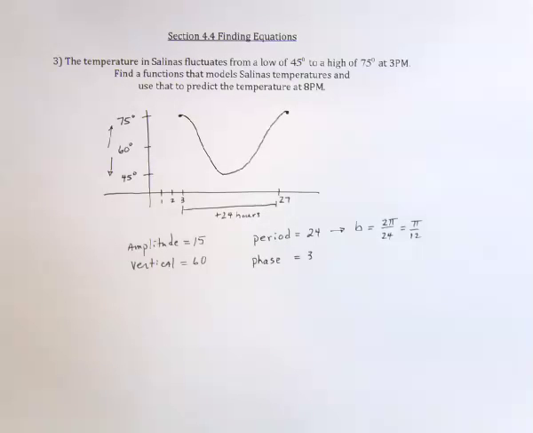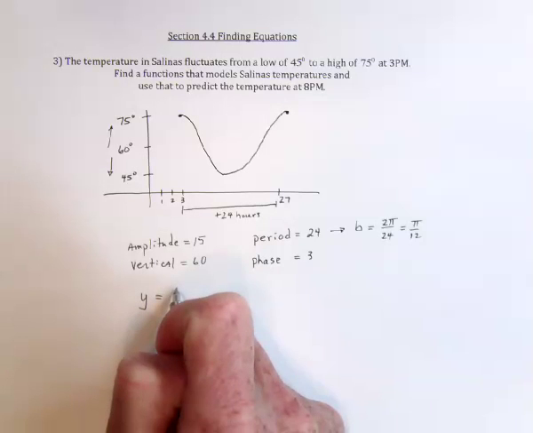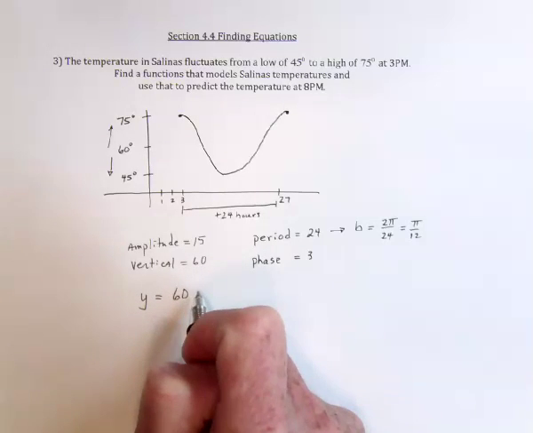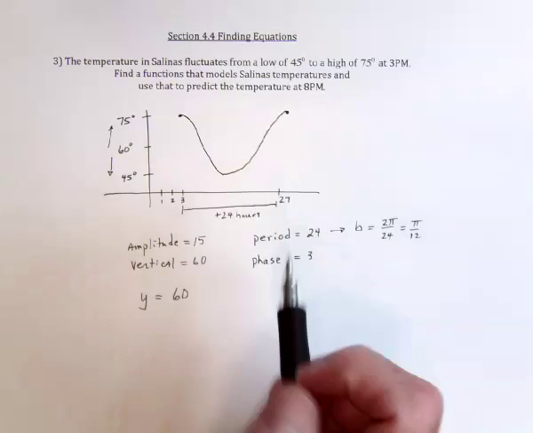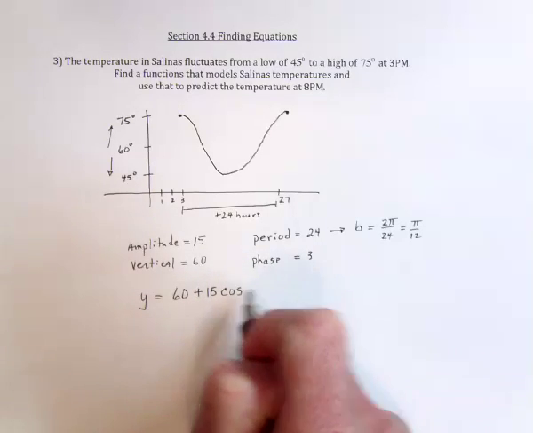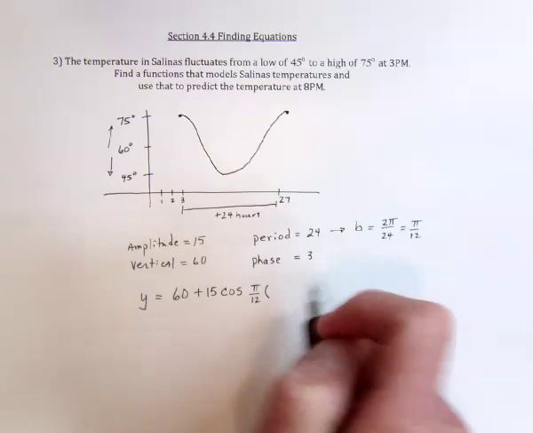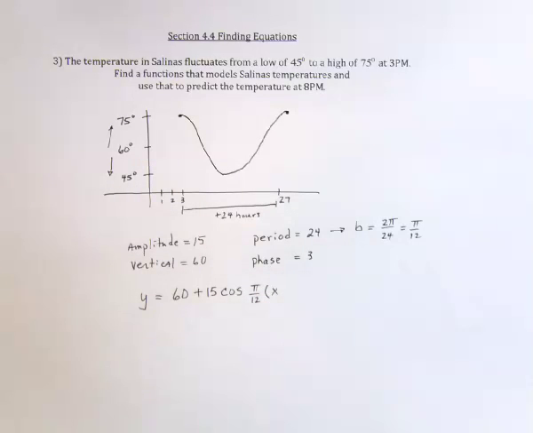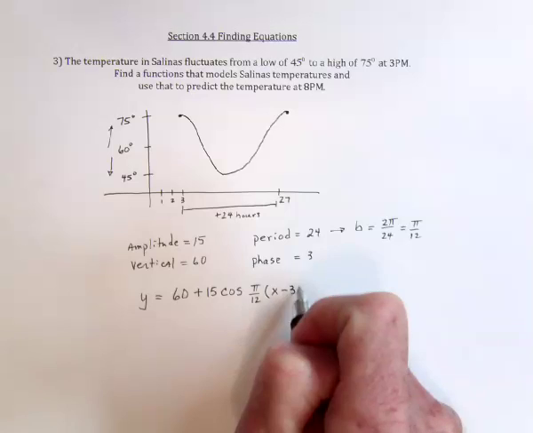And now we have all the information we need to make the function. Y is equal to a vertical shift of 60, and then this looks like cosine, and it's not upside down, so it's plus 15 times cosine. The number in front of the parentheses with x in it is the pi over 12, the b, and a phase shift to the right by 3 means that this should be minus 3.